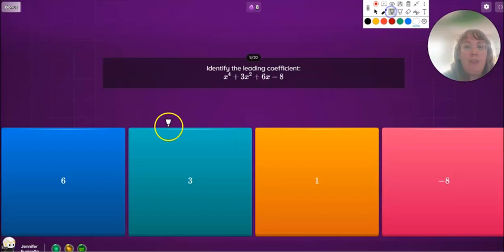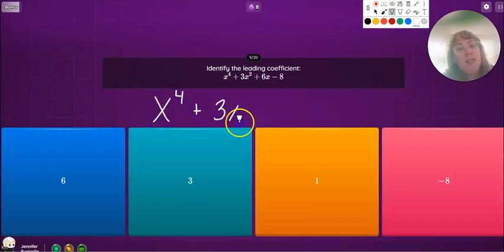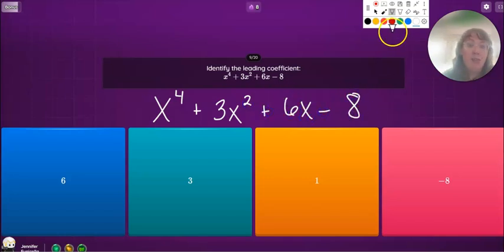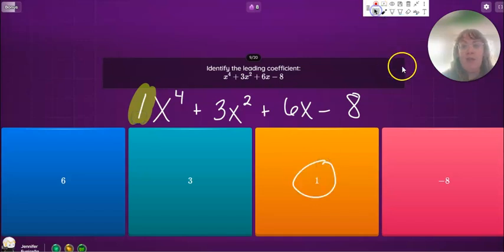Identify the leading coefficient here. So we have an x to the 4th plus a 3x squared plus 6x minus 8. This is in standard form. So the leading coefficient in front of this x to the 4th is an imaginary 1. 1x to the 4th. So our leading coefficient here is 1.